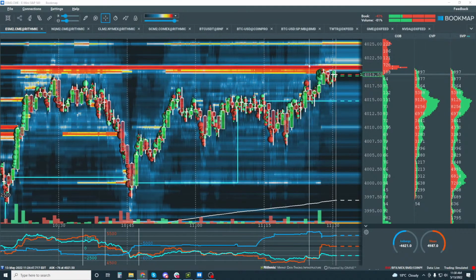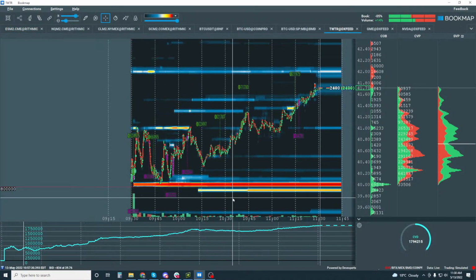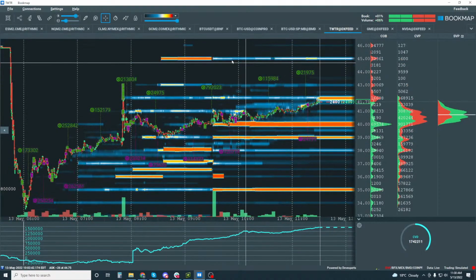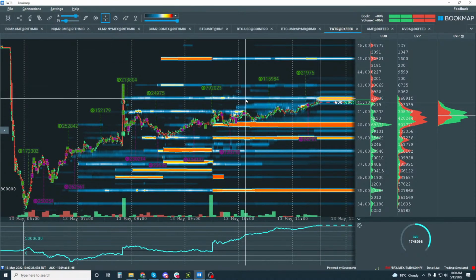Like we covered here, it's acting like a magnet. Over here in Twitter, it's certainly not acting like a magnet, right? This is acting like a magnet up here, our 42 level. Okay, so there you go.